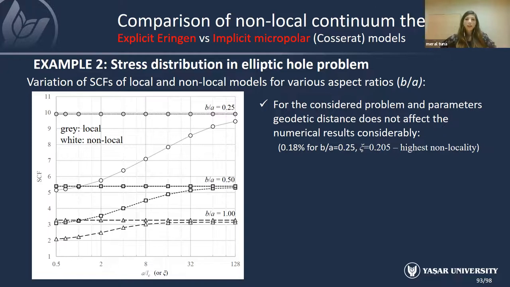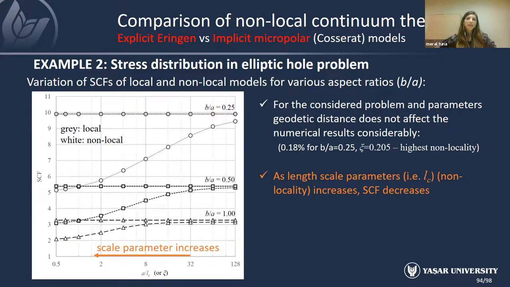But of course, this is limited to this study. For different geometries or for higher non-local values, the geodetic path might lead to different values, different stress fields. So let's continue.